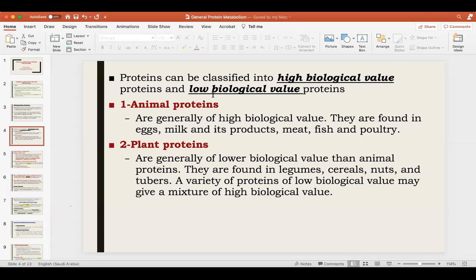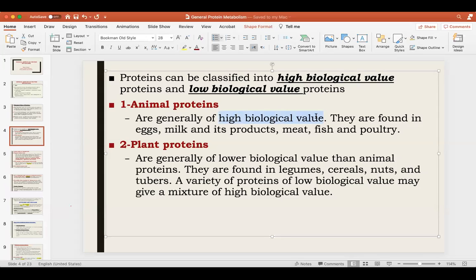High biological value proteins are animal proteins. Animal proteins are usually high biological value. They are found in the meat and anything derived from animal origin. Fish, poultry, milk are derived from animal origin, and the product of milk, the dairy products, the eggs, these are the animal proteins. Animal proteins are of high biological value because they contain all the essential amino acids and are easily digested. Plant proteins are of lower biological value.